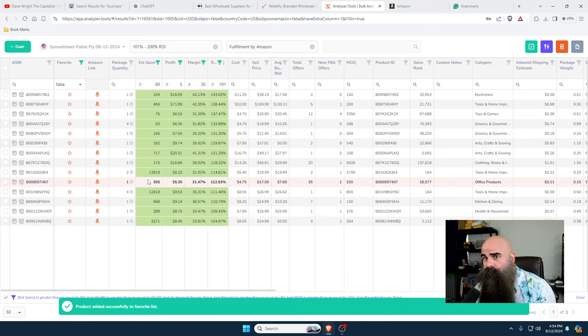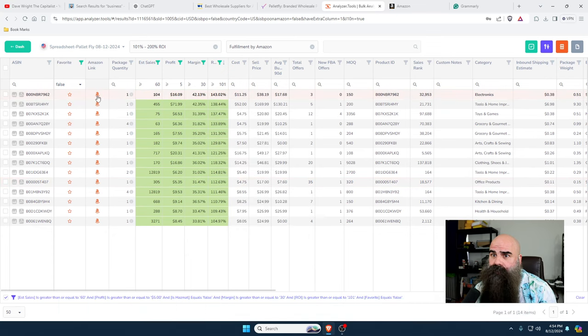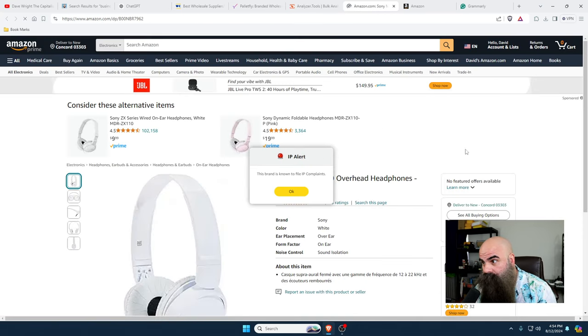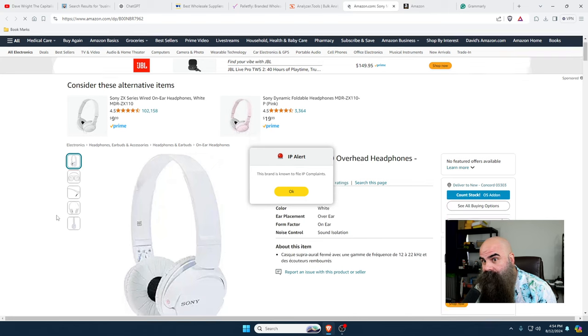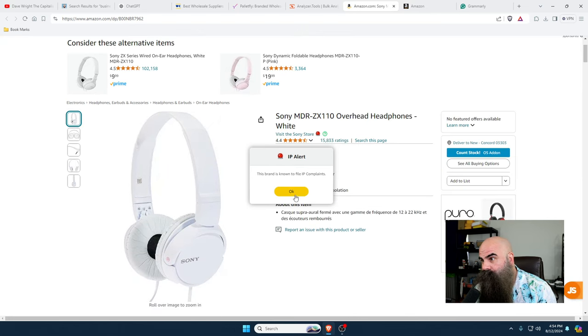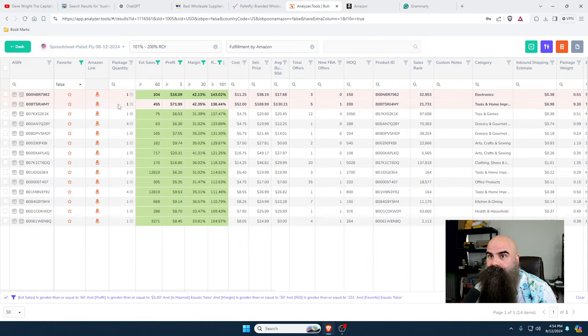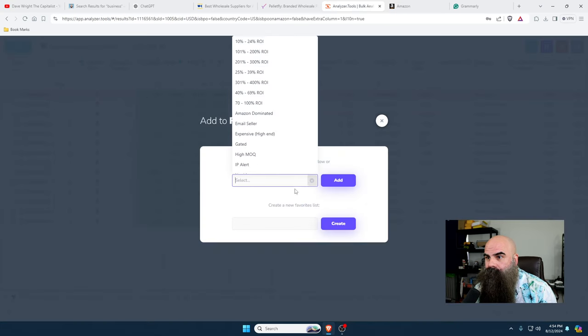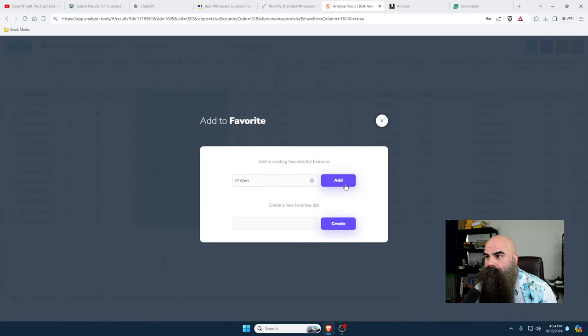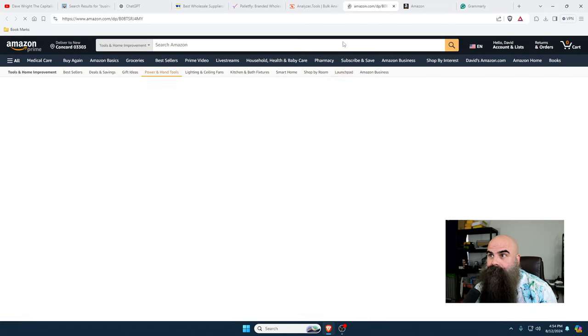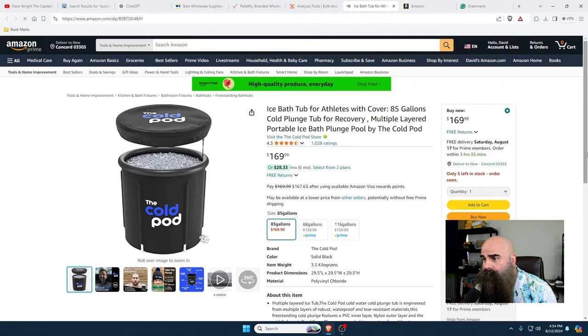And hopefully you can slow this down, speed it up, pause it. Hopefully you can see what I'm doing in real time with this stuff. Just to show you IP complaint, meaning this particular owner, Sony, does not want other people on the listing. So that's fine. We're going to IP alert. On to the next. And he's just quickly learning all this stuff.